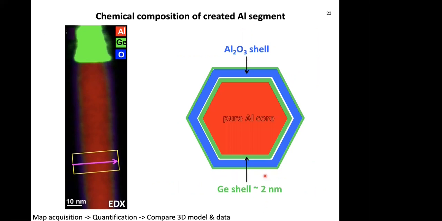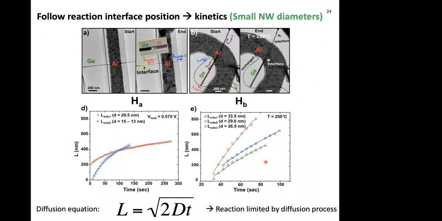So in fact, what we have made here is a core-shell structure: a pure aluminium core, and then here you have this germanium-rich layer and aluminium oxide shell. We also did experiments looking at the reaction kinetics, and we then looked at the position of this reaction interface as a function of time. So this is what we call L as a function of time.